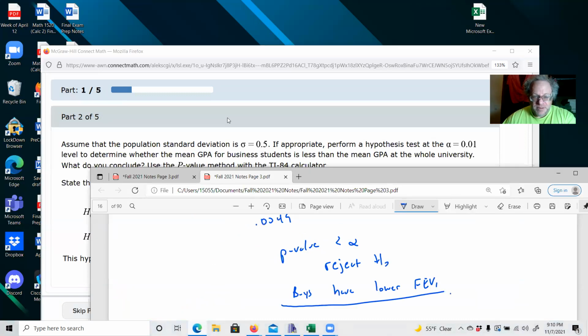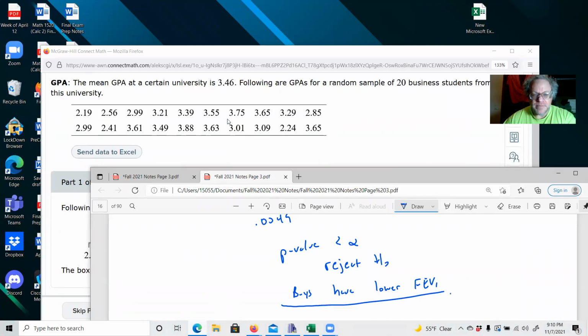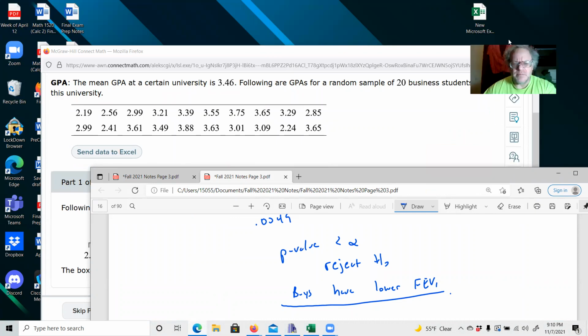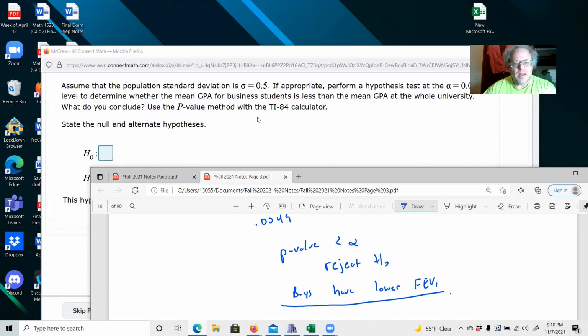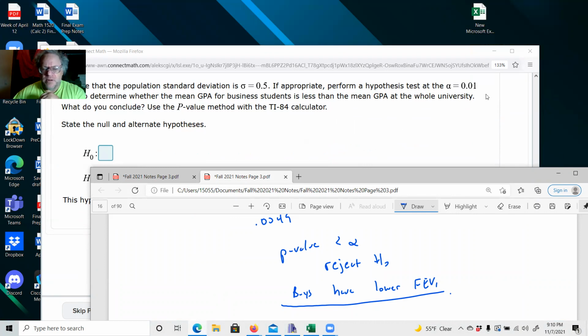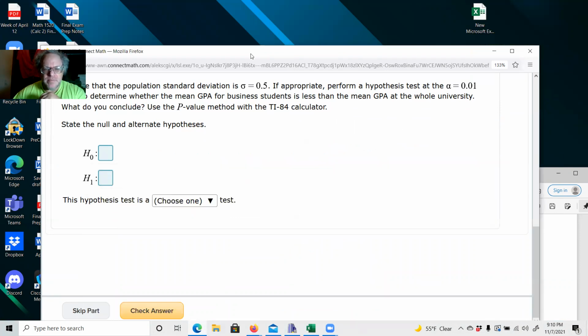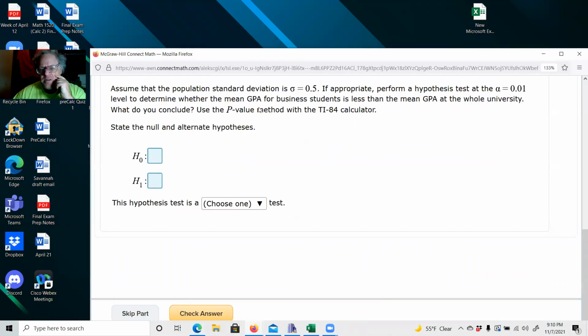So let's go back up to the beginning. Okay, look at our little thing here. Did they not ask me a question about this yet? They didn't. All right, whatever. So we're going to assume that the standard deviation is sigma equals 0.5. Perform a hypothesis test, let me move out of the way, at the 0.01 level, to determine whether or not the GPA for business students is less than the average for the whole university.